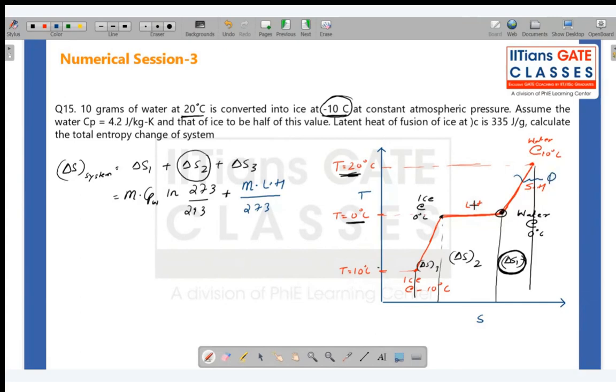Now mind one thing. Everywhere heat is rejected to the surrounding. Here also, here also, here also, heat is going out. But in this formula, we already take care of the minus sign. But here it is just Q, so I have to take care of minus here. By using this integration, we already take care of minus.